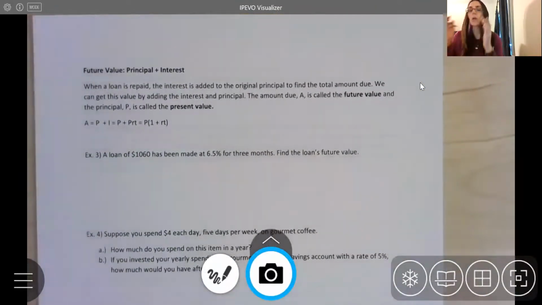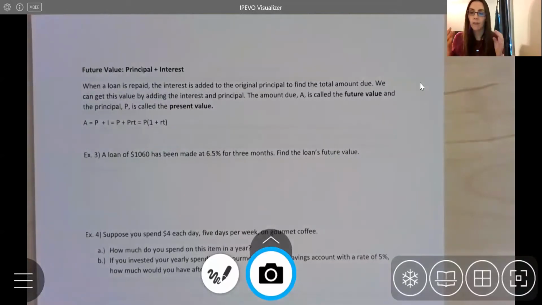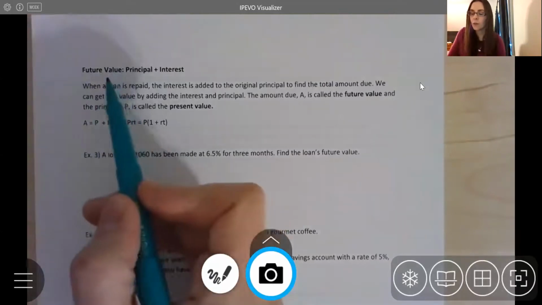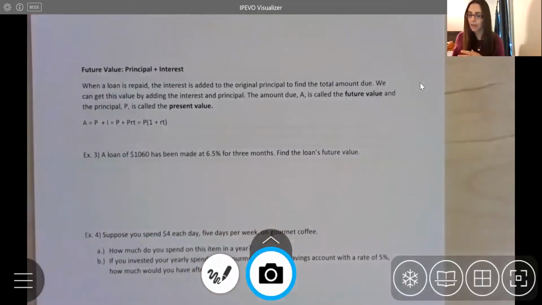All right. So when we have our interest calculation, oftentimes when we pay back a loan, for instance, we have to add it to the principal that we borrowed, and that's called the future value. So we put those two things together. So when a loan is repaid, the interest is added to the original principal to find the total amount due.